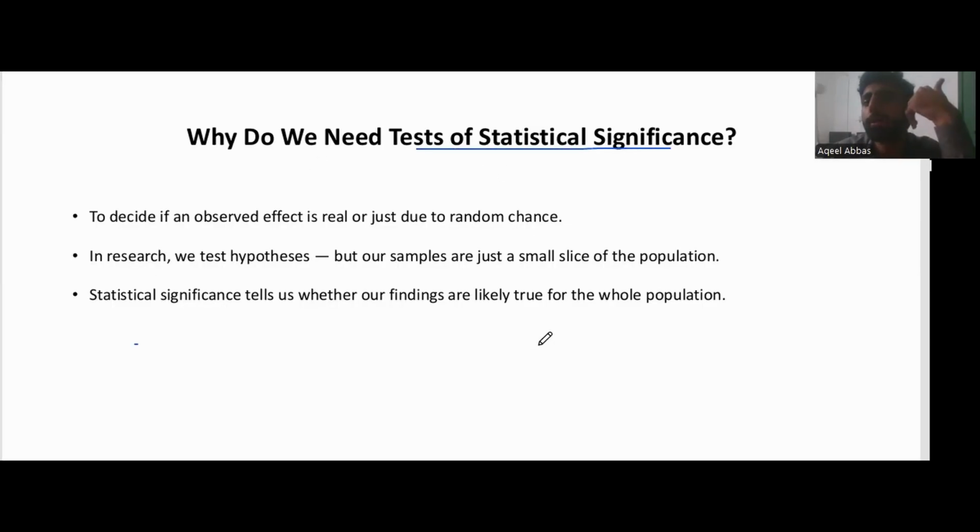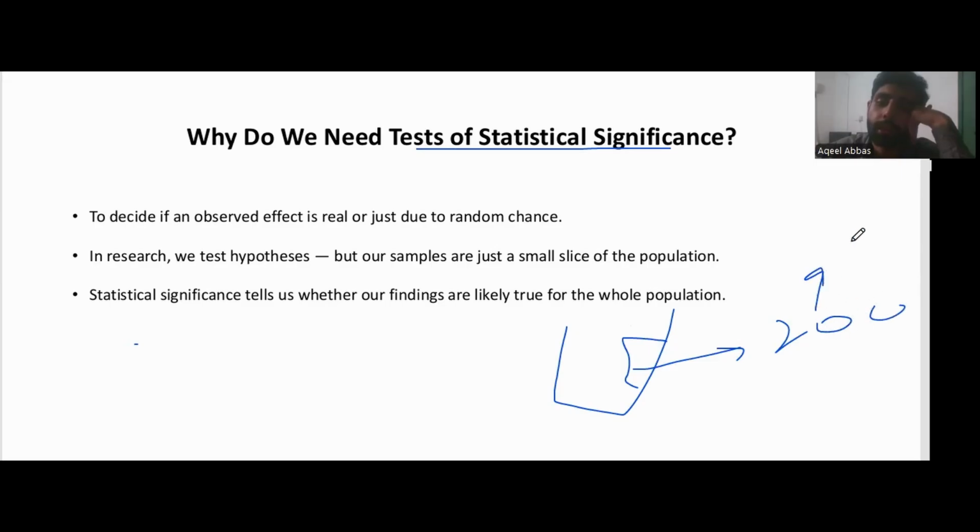So let's suppose you have a hypothesis that boys on average are taller than girls. To test your hypothesis, you take a sample of 200 people, and out of these 200 people, 100 are girls and 100 are boys. And at the end of your study, you conclude that the average height of girls is 5 feet and the average height of boys is 6 feet.